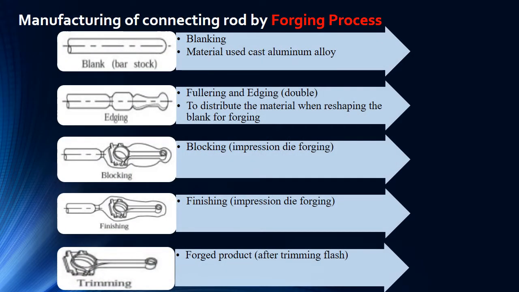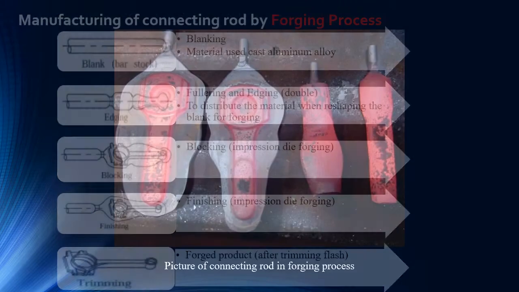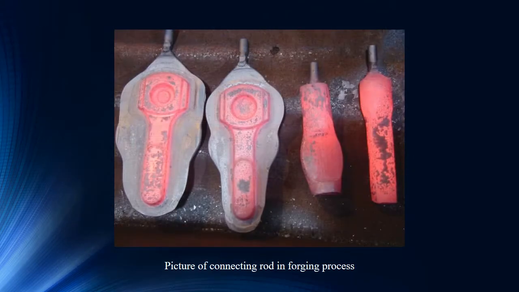There are 2 main manufacturing processes for pistons, which are forging and casting. The forging process starts with a cast aluminum alloy. The reason is that it is very lightweight and easy to cut. Then comes the fullering and aging process, which are used to distribute the material when reshaping the blank of forging. Then blocking is done based on the requirement of the design. After trimming flush, a forged piston is done. This picture shows the connecting rod in the forging process.